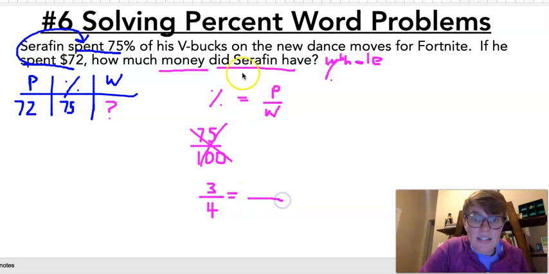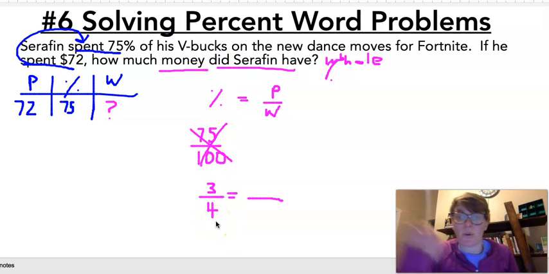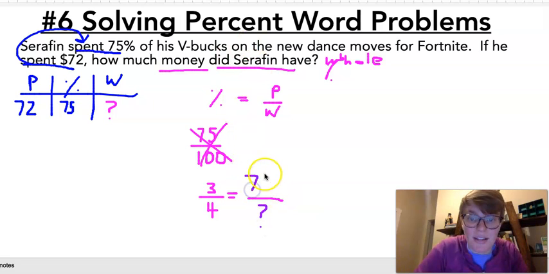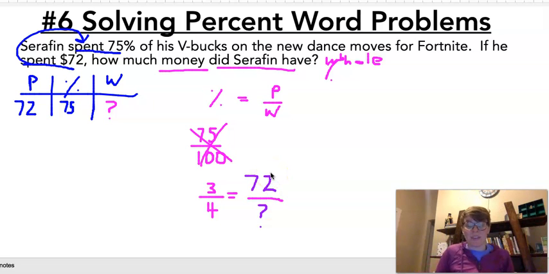Now, this is just the percent side of our equation. Now we need to do our part over our whole. We already said we don't have the whole. So the whole is going to be our mystery. Our part is going to be 72. So we're going to put that on top. So we know that 72 out of something is the same thing as 3 out of 4.